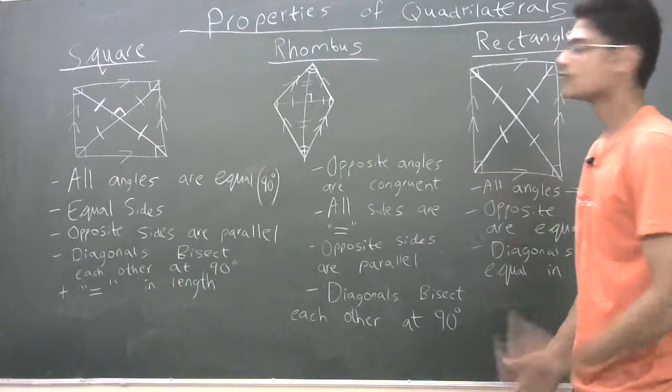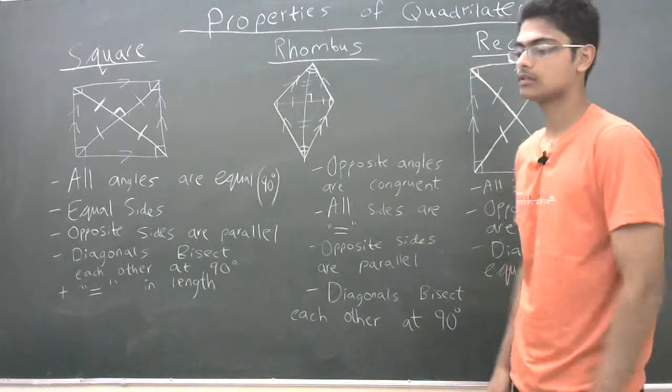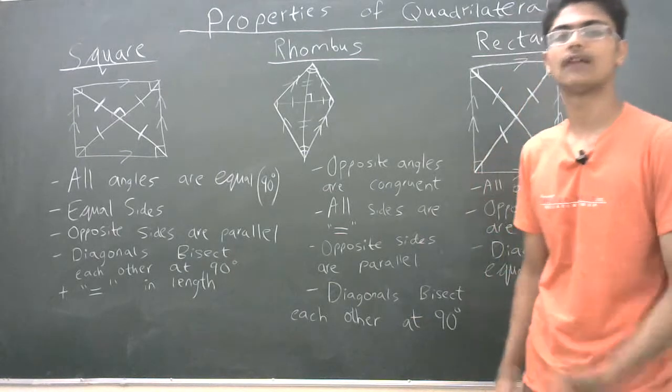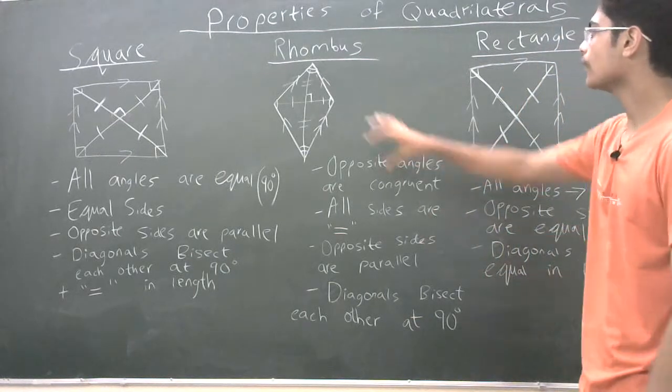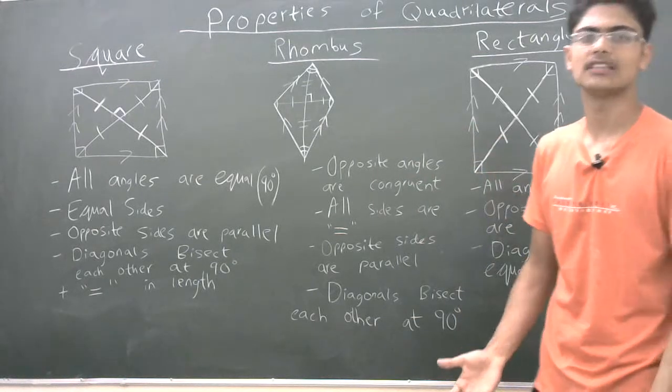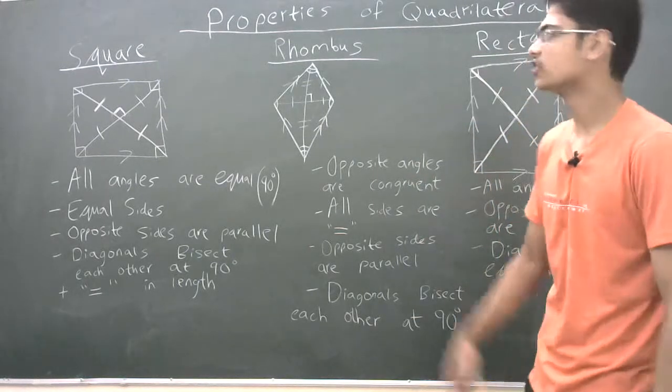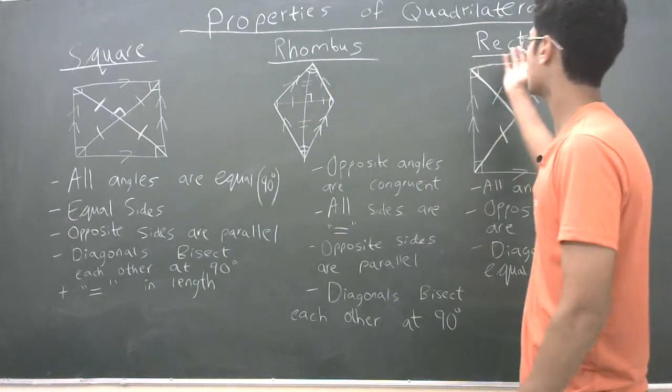So here we have properties of quadrilaterals, and quadrilaterals are really defined as shapes that have four sides. And so here I've listed three main ones, or the three basic ones that you will see for geometry: the square, the rhombus, and the rectangle.